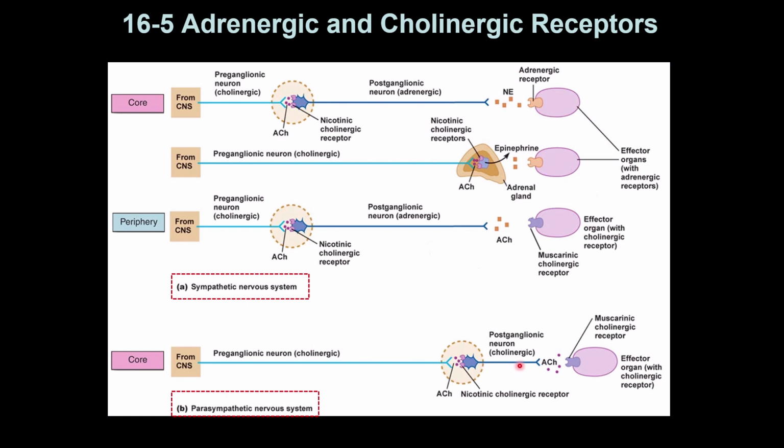Postganglionic neurons are unmyelinated, short, and they always release acetylcholine. So in the sympathetic system there are three different types of neurotransmitters, but in the parasympathetic there is only one, and that's acetylcholine. And again, the receptors in the tissue for acetylcholine are cholinergic, and that is the muscarinic.